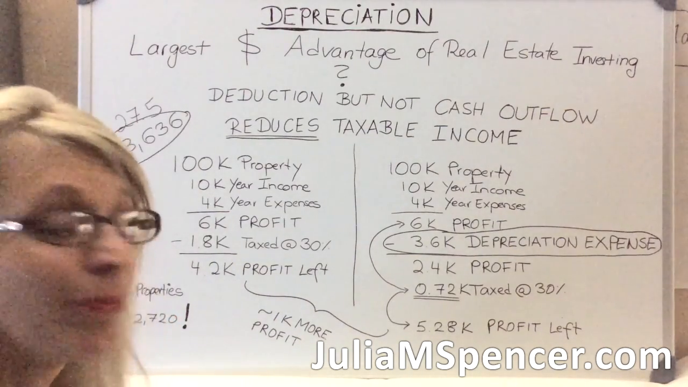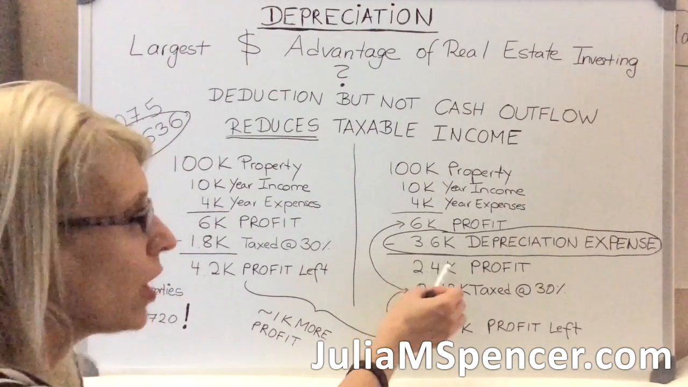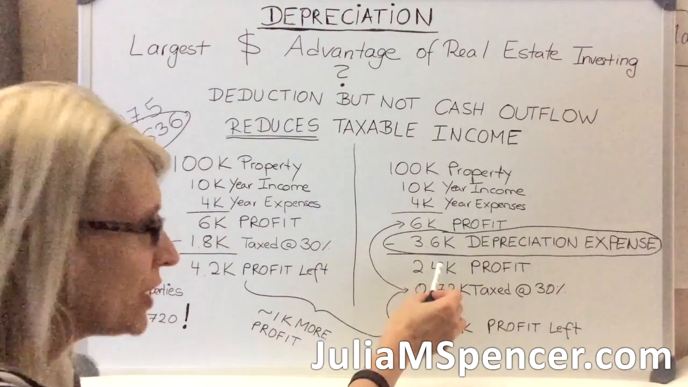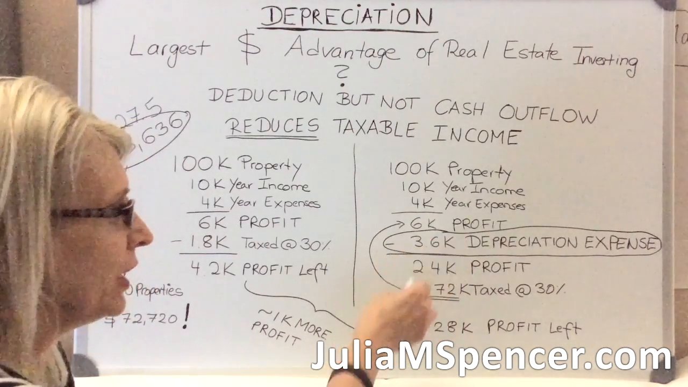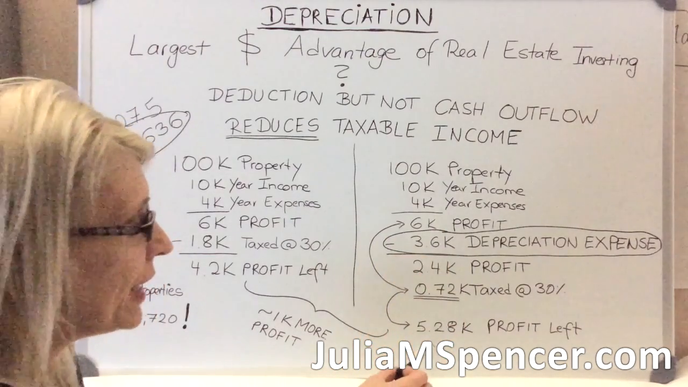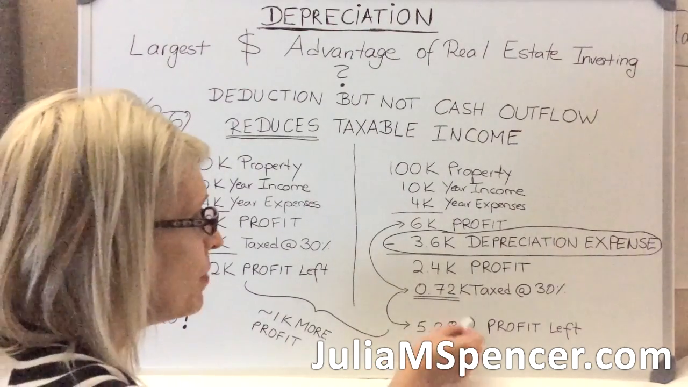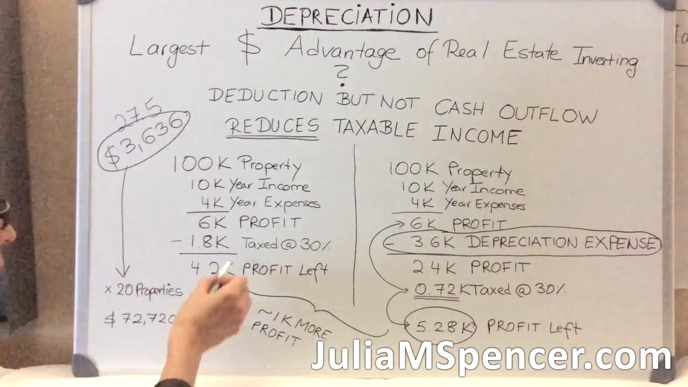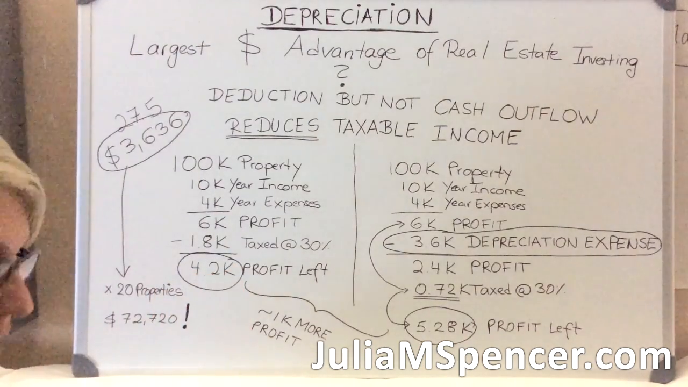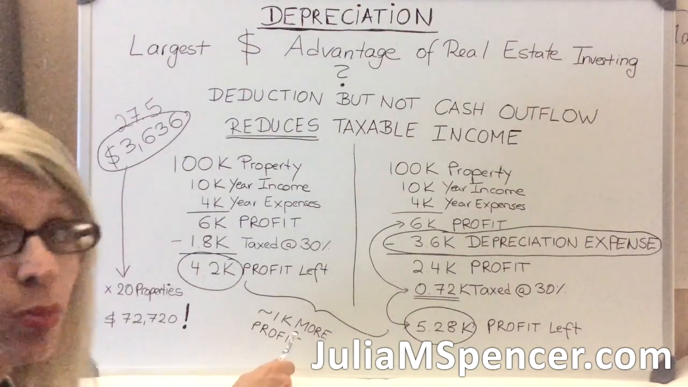What does that mean? Well, guess what? We're not taking that $700 off this profit that's right here on this paper. We're taking it off the actual profit, this actual profit of $6,000, which means in the end, your profit left with depreciation expense is much higher than it would be if there was no depreciation expense. In fact, it's about $1,000 more profit.